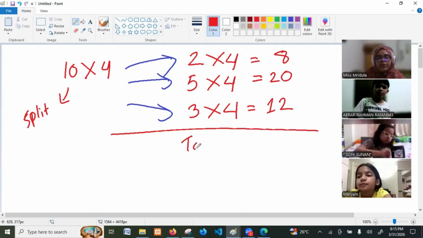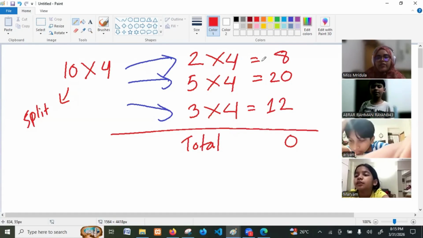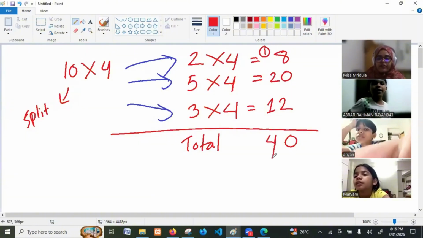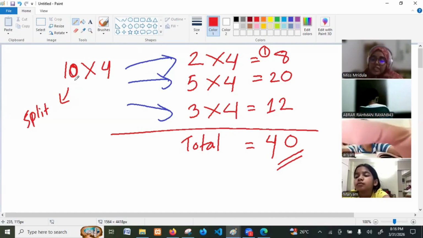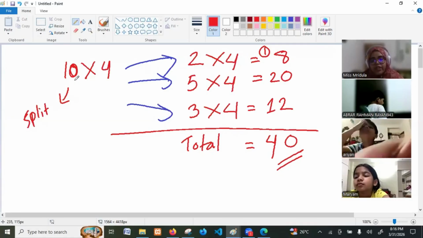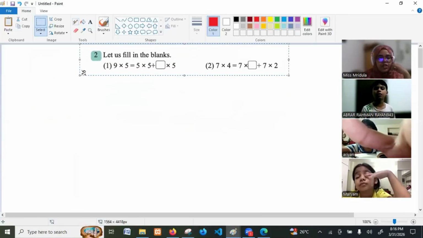Now we need to find out the total. So 8 plus 2 is 10. We will have 1 in our hand. 2 plus 1 is 3 and that one will be 4. See? 40. So we already knew that 10 times 4 is 40, right? So even if we split in 3 different parts, still after adding all of them, the answer or the product will remain the same. Okay?